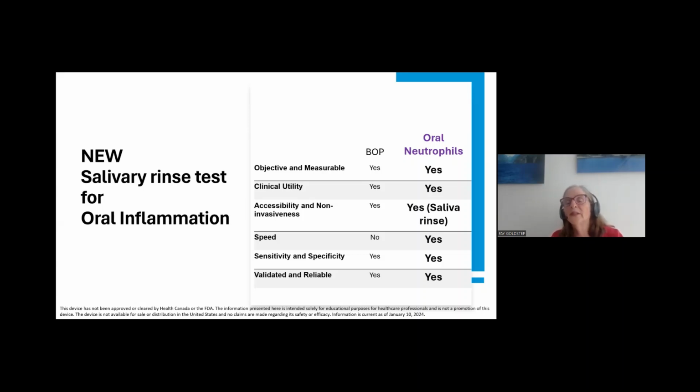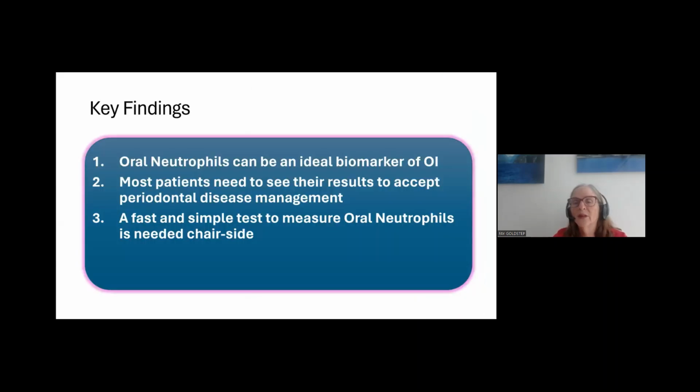Sensitivity and specificity is reasonably good. It is validated and reliable. The oral neutrophil test is yes for all of these, including speed, and also something easy to show the patient, which is something that bleeding on probing definitely is not.